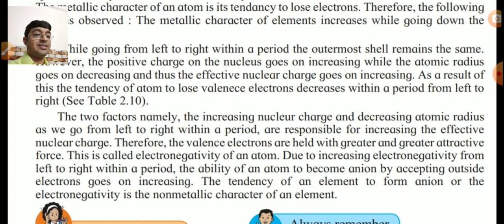Underline this sentence. What you are getting? The tendency of an element to form anion. Anion means negatively charged ions. How that ions form? By gaining the electrons from the other atom. Electronegativity means negatively charged form is the non-metallic character of an atom.